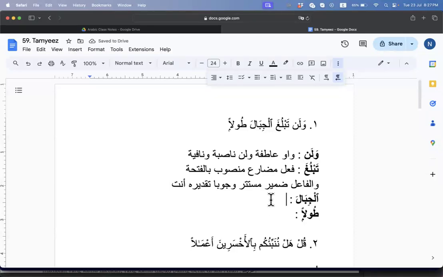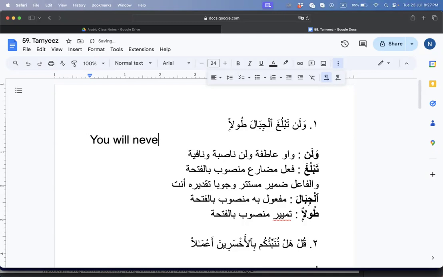Al-jibala. Jibala is maf'ulun bihi mansub bil fathah. Tulan is maf'ulun bihi, no, tamyiz, mansub bil fathah. Yes, good. So what's the translation there? You will never reach. Tablugho, reach. Reach the what?